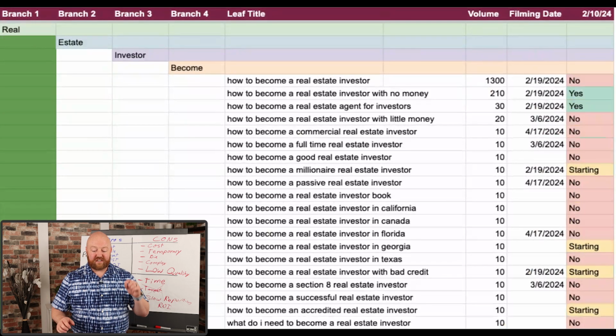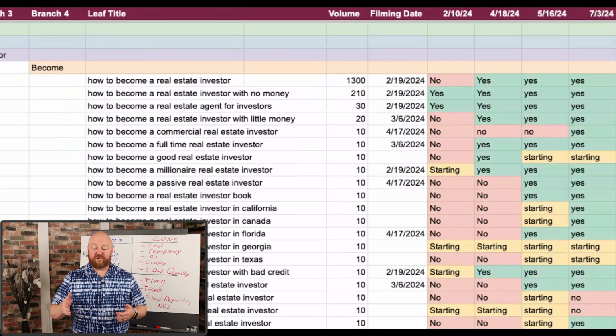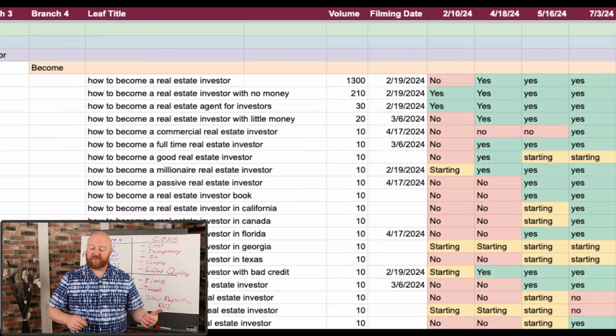The branch that she does want to dominate, we checked the ranking on February 10th, and you'll see it's majority no's. So this is a big opportunity. We were excited when we found this. And so if you look at the filming date column, you'll see that we filmed 5 episodes on this branch in February, 3 more in March, 3 more in April. And if you look at the progress of our ranking over the next several months, by April 18th, we had turned those 2 yeses into 8 yeses. By May 16th, even more. And by July 3rd, majority yeses. We are dominating this branch on YouTube now.